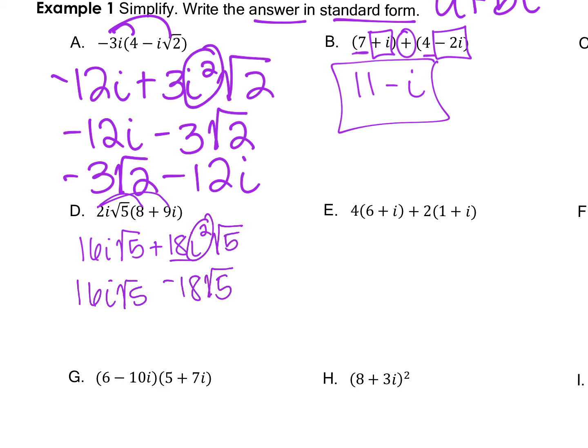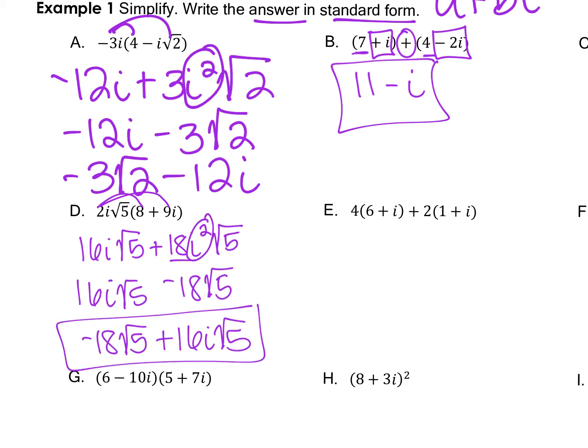All right, so remember we write the real part first. So negative 18 square root of 5 is the real part because there's no i in it. And then we have a positive 16i square root of 5. So your real part always comes first, and then your imaginary part.